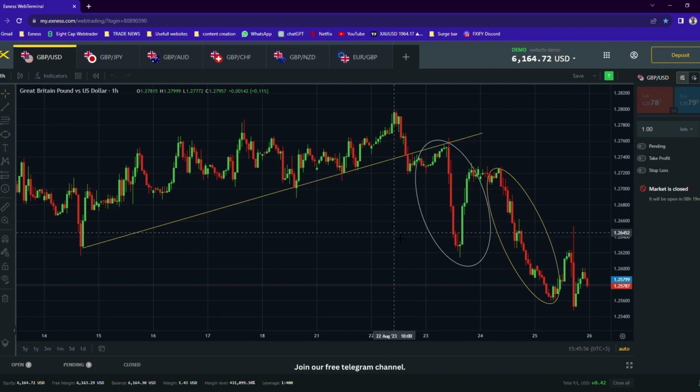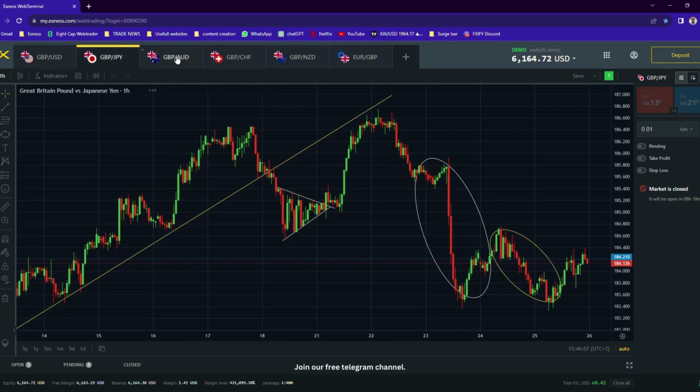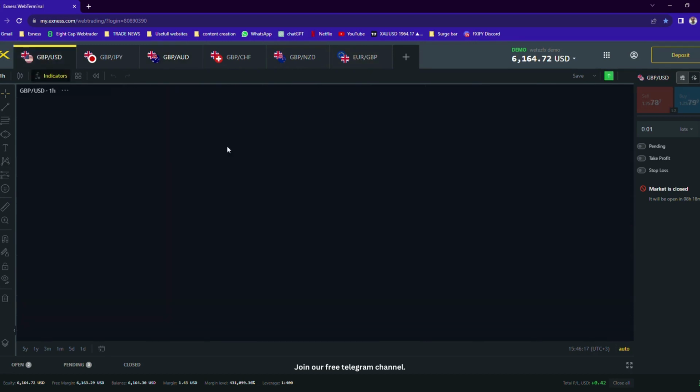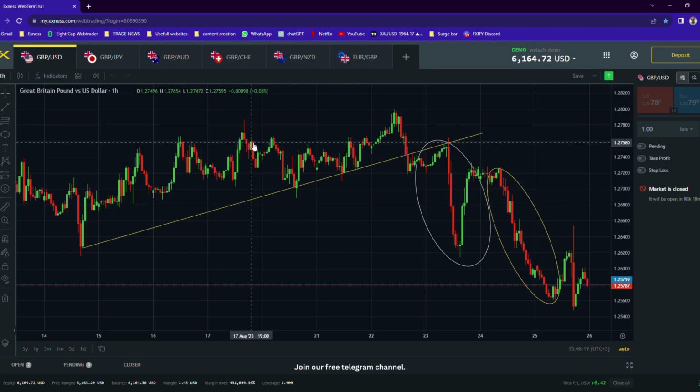So GBP, these are the currencies we have that are doing a very clear correlation with GBP USD. So we have GBP USD, GBP JPY, GBP AUD, GBP Swiss francs, GBP New Zealand and Euro GBP. So we have two things. We have a positive correlation and negative correlation.